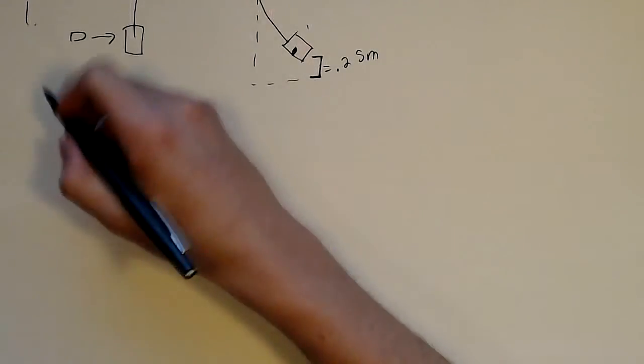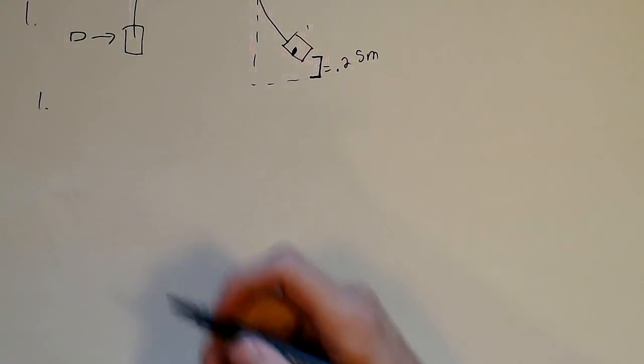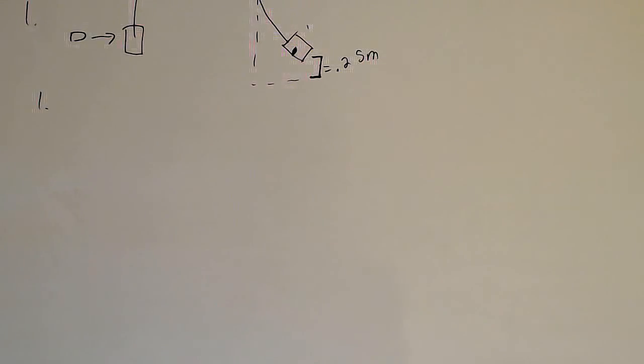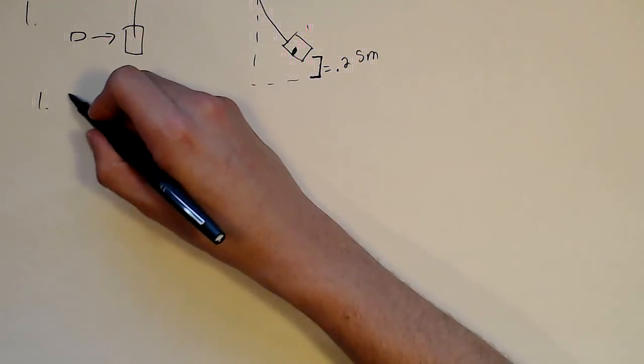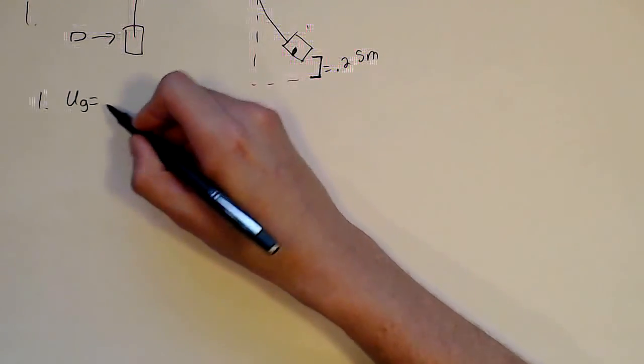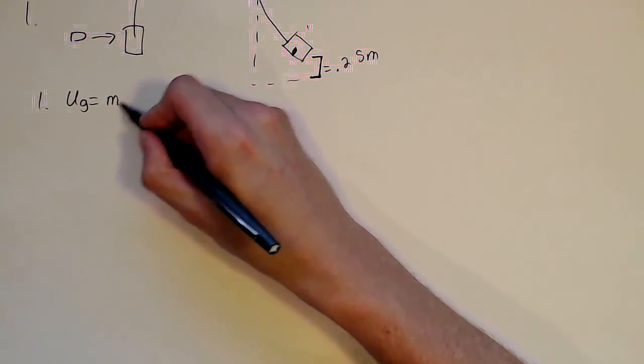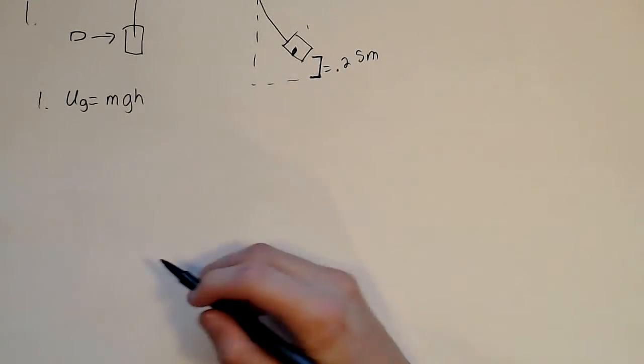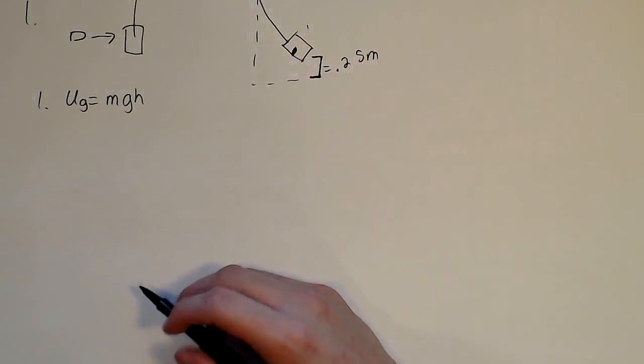So, part 1 says, question 1 says, what is the gravitational potential energy of the bullet and block combination at the top of the pendulum swing? Okay, so gravitational potential energy, moving back a chapter, is U sub g, which is equal to m times g times h. Now we have to remember that they're asking about the bullet block combination.